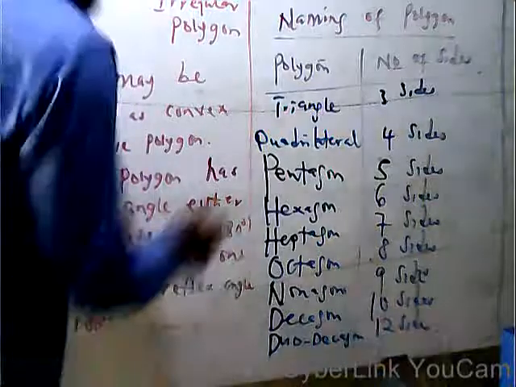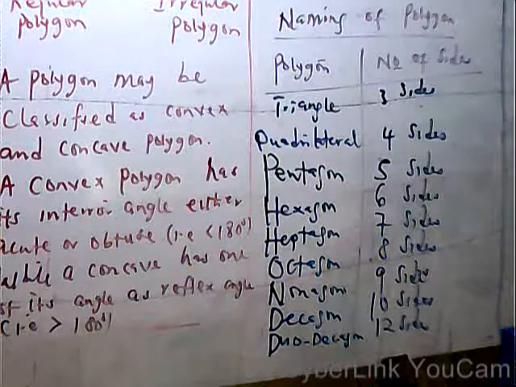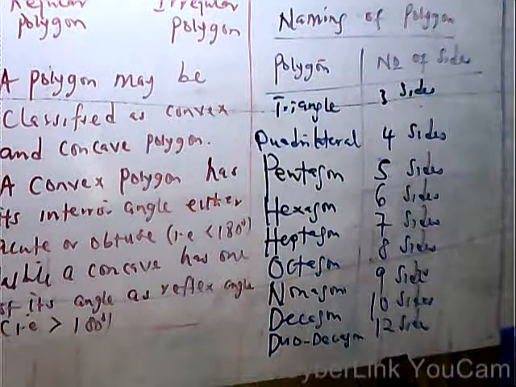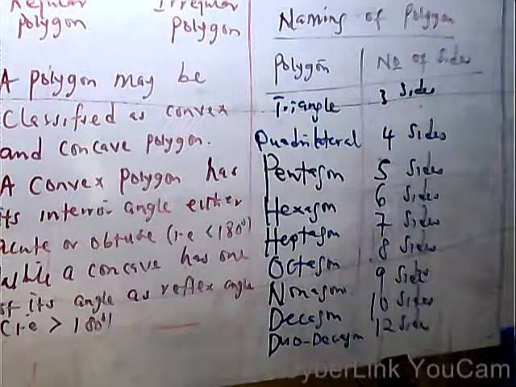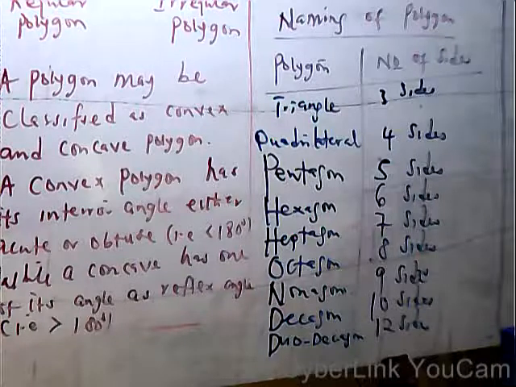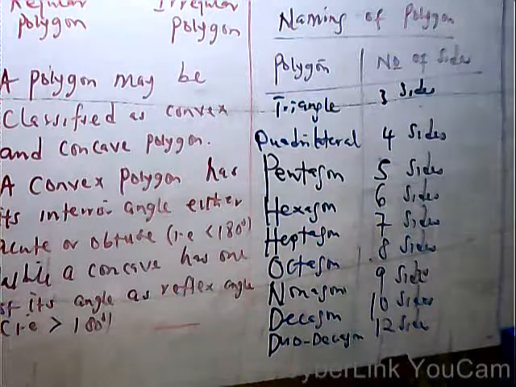So you can have them like this. Based on the numbers, we have triangle, 3 sides. Quadrilateral, 4 sides. Pentagon, 5 sides. Hexagon, 6 sides. Heptagon, 7 sides. Octagon, 8 sides. Nonagon, 9 sides. Decagon, 10 sides. And you also have your dodecagon. So that is it on polygons and number of sides.